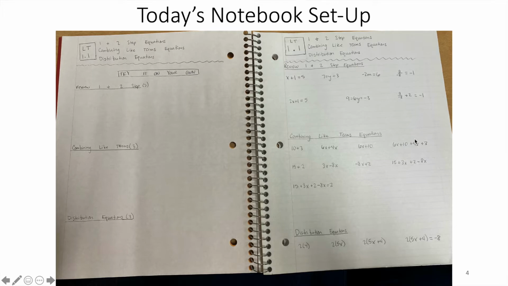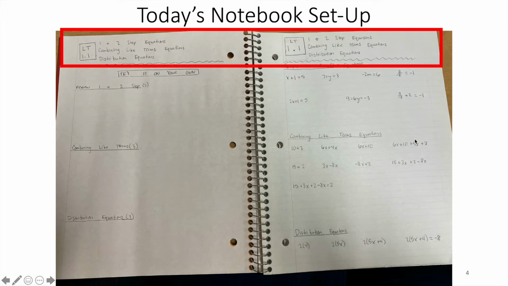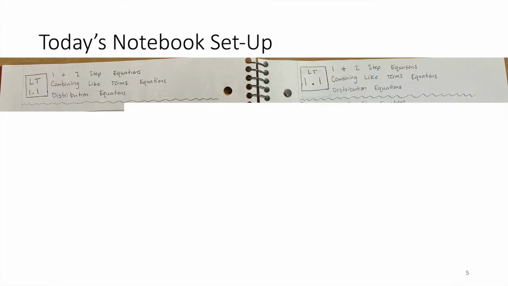So let's talk a little bit about how to set this up. At the top of both of those pages, I want you to write the exact same thing. You should write LT 1.1 in a little box. That stands for Learning Target 1.1, and Learning Target 1.1 has 3 different things that we include in it: 1- and 2-step equations, combining like terms equations, and distribution equations. So go ahead and write that at the top in the open space where there's no lines. Pause the video now so you have time.